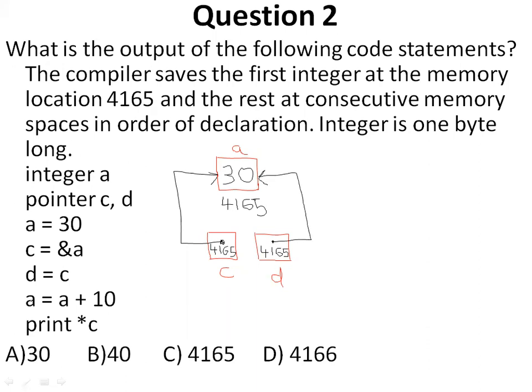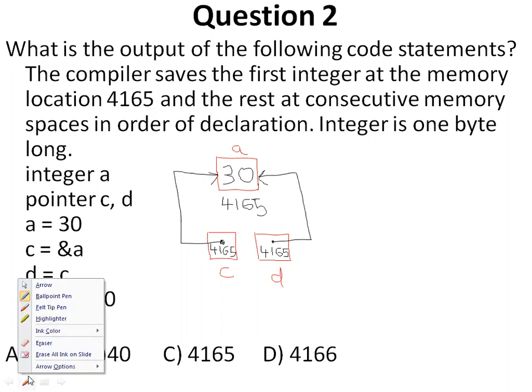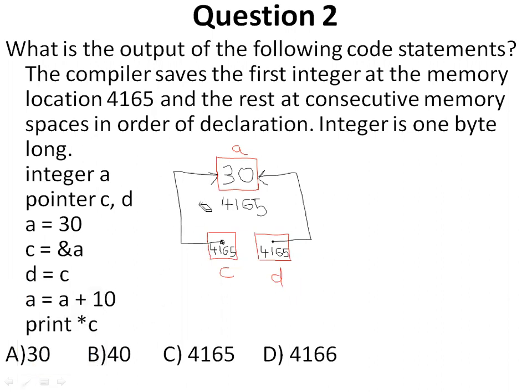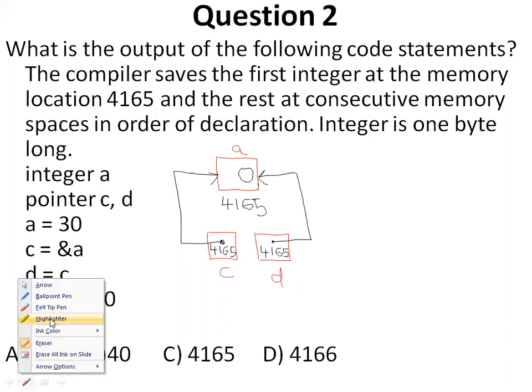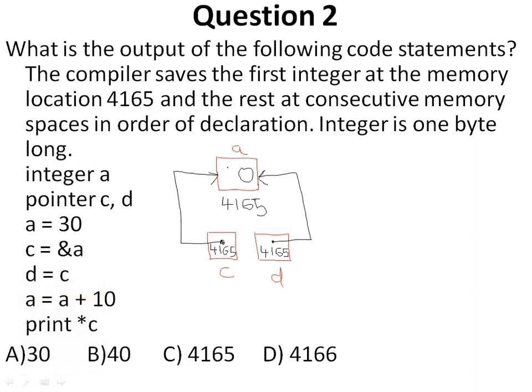Then we say A is equal to A plus 10. So directly we are accessing this by using the name A. Whenever we access A, it is nothing but 30. Now you are adding 10 to that 30, so A value now will become 40. So 30 plus 10, that means A value becomes 40.